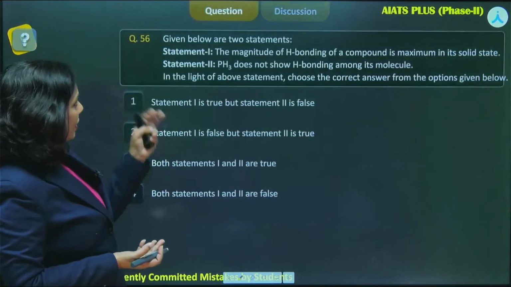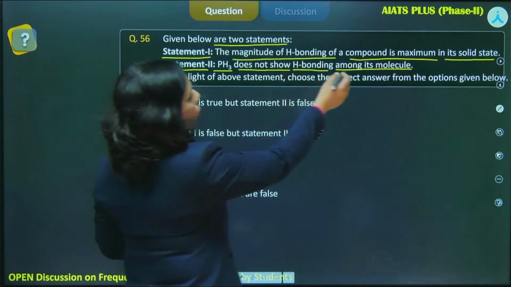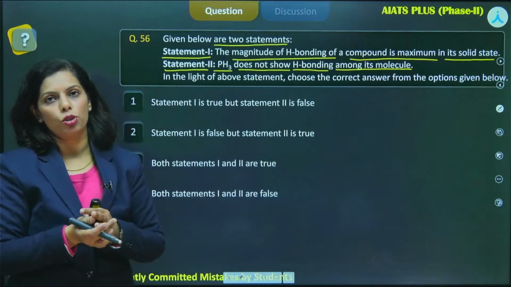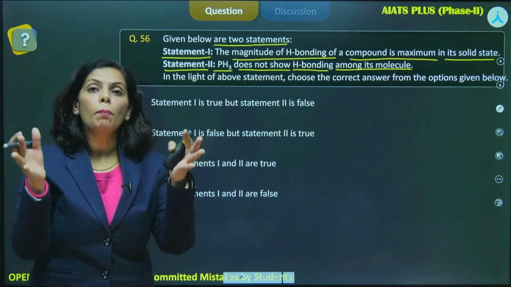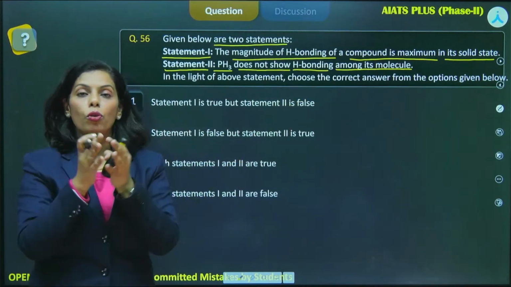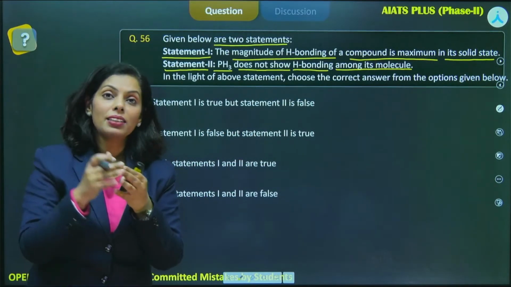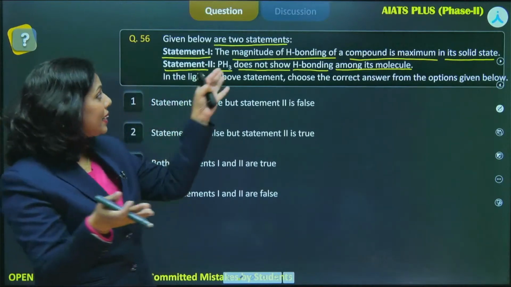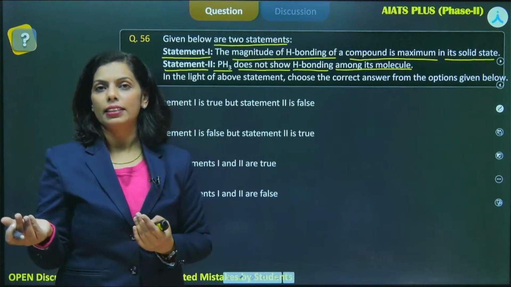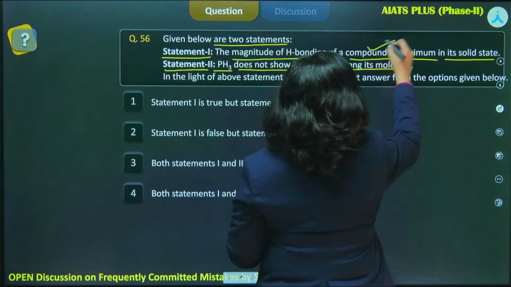In the same way in this question as well, the magnitude of hydrogen bonding of a compound is maximum in its solid state. So this is one of the features of hydrogen bonding, that as the compactness of the molecules increases, it means in the solid state molecules are more compact, and simultaneously hydrogen bonds are also there. So the extent of hydrogen bonding would be more in the solid state. So this is the right statement.